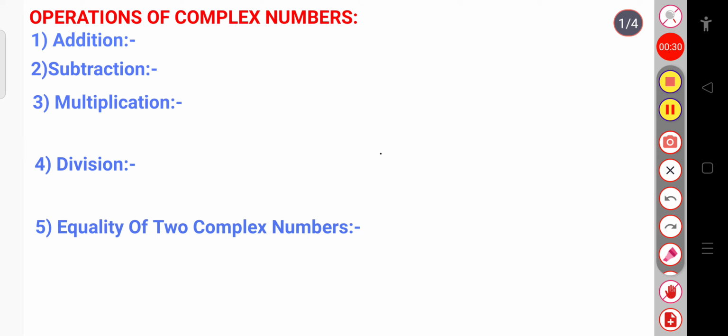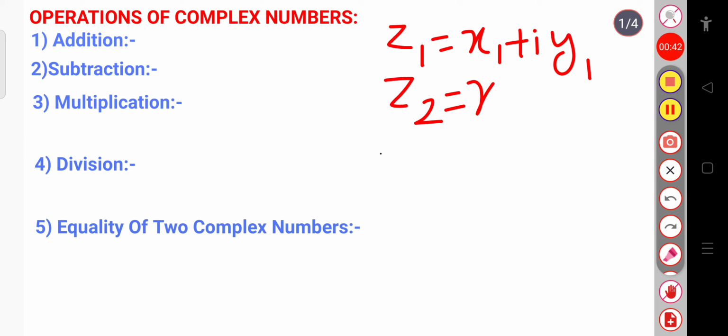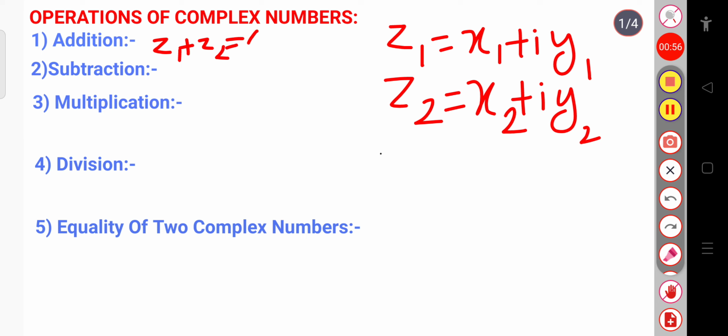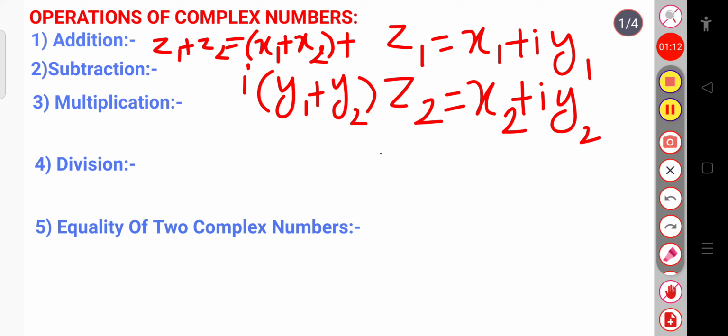In this operation, let us consider there are two complex numbers, suppose z1 equal to x1 plus i y1 and z2 equal to x2 plus i y2. These are the two complex numbers which we want to add. So, in the addition we have to add the real parts. So, z1 plus z2 equals x1 plus x2, this is the real part, plus iota, iota means the imaginary part, y1 plus y2. So, this is basically the addition.